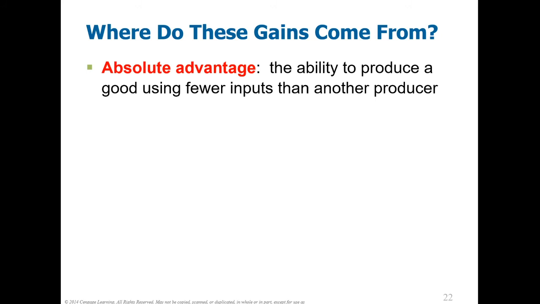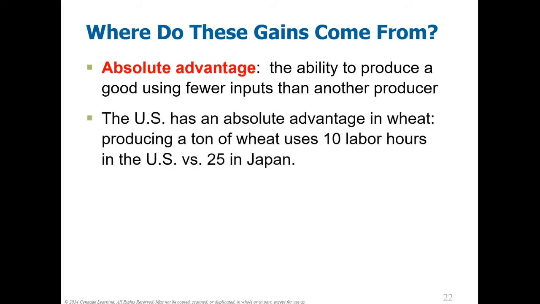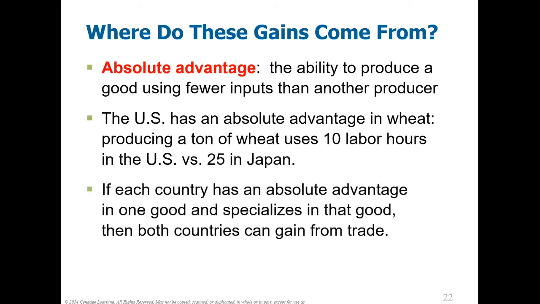This is the ability to produce a good using fewer inputs than another producer. Whoever is better at producing the good has the absolute advantage. So the U.S. has an absolute advantage in wheat, producing a ton of wheat using 10 labor hours in the U.S. versus 25 in Japan. All right? If each country has an absolute advantage in one good, they specialize in that good and they can gain from trade.